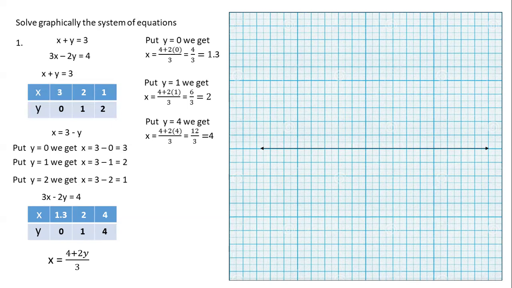What is this horizontal line called? It's called the x-axis. Then draw a vertical line. What do you call this vertical line? Y-axis. So we have drawn the x-axis and y-axis.